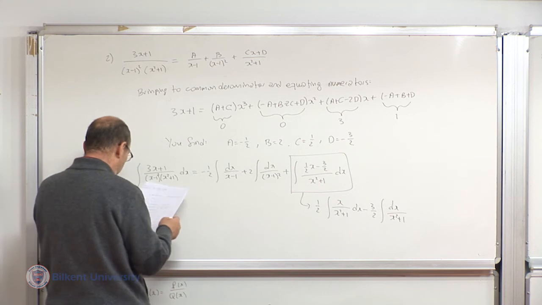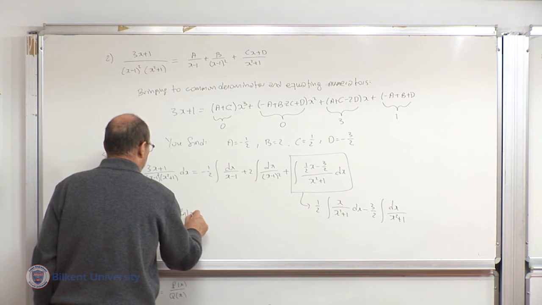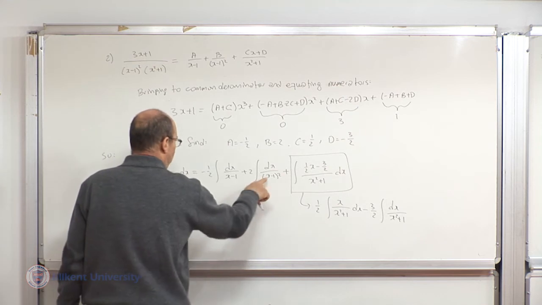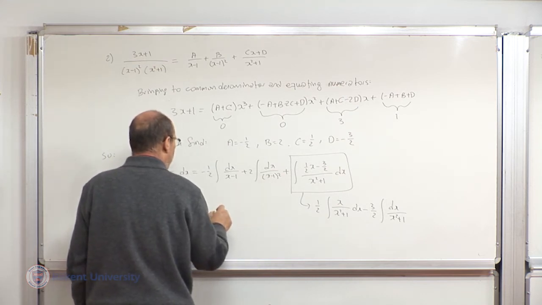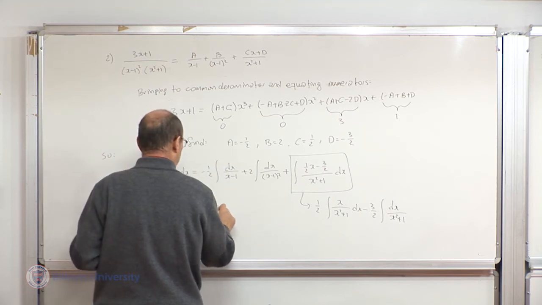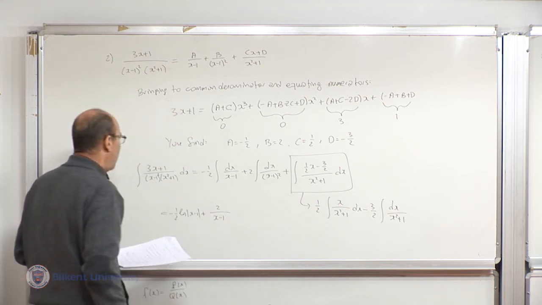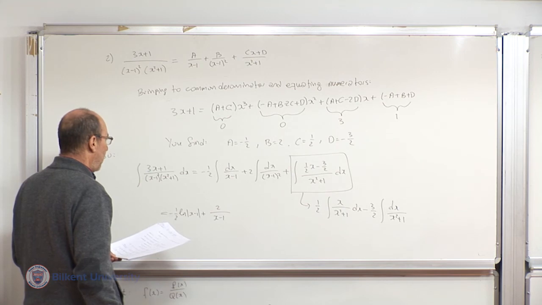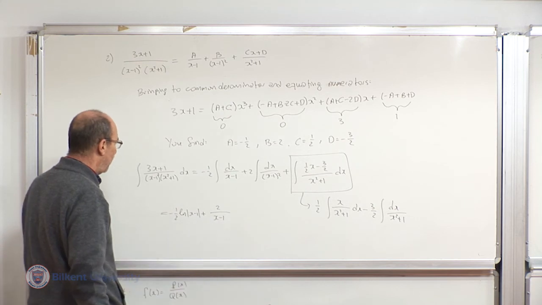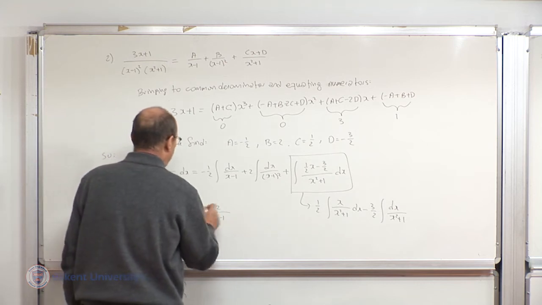So the answer, let me copy the answer from here. Minus 1 over 2 ln absolute value of x minus 1 plus, so why do I have plus here? 2 over x minus 1. If I take this, I must have minus here, right? If you take the derivative of this, what do you get? You get minus 1 over (x minus 1) squared. So let's put minus here.